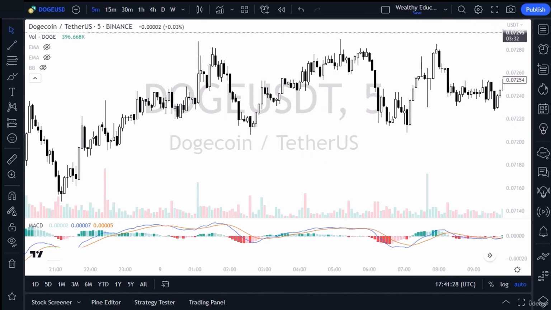So in the next video, what I'll do is I'll throw some indicators and stuff on these types of setups and show you how they're used.